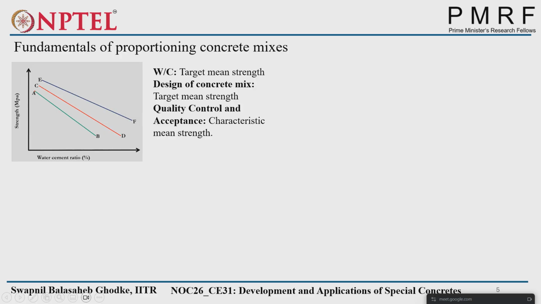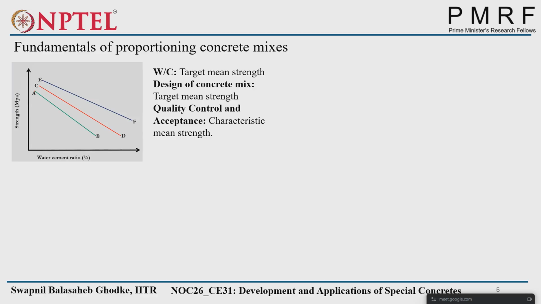We already saw in the last lecture that for water cement ratio calculations we use the target mean strength, and for design of concrete mix we are using the target mean strength, while for quality control and acceptance criteria we are using the characteristic strength. I hope you remember these three important points.